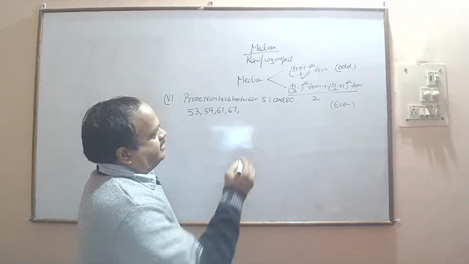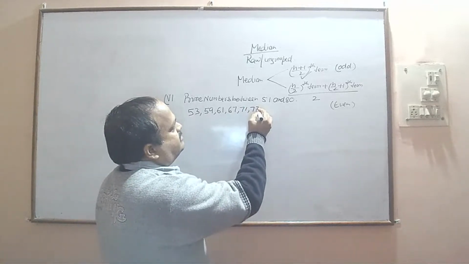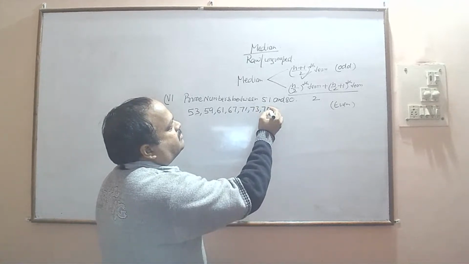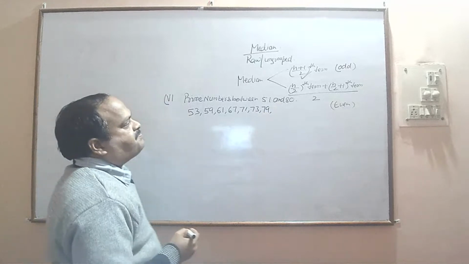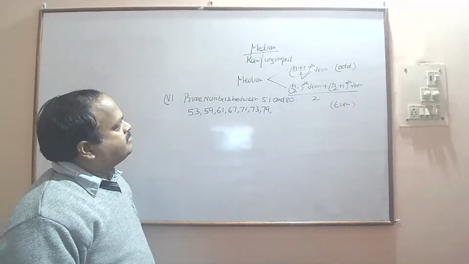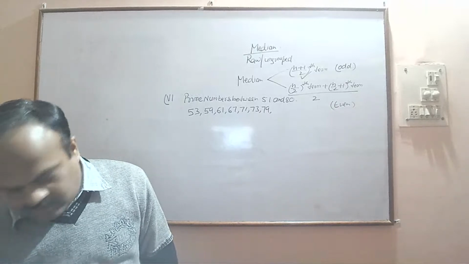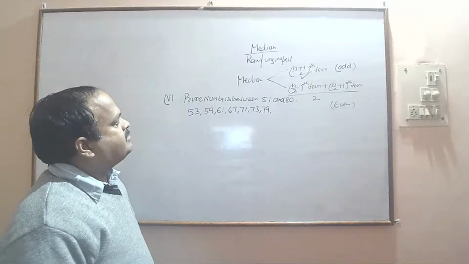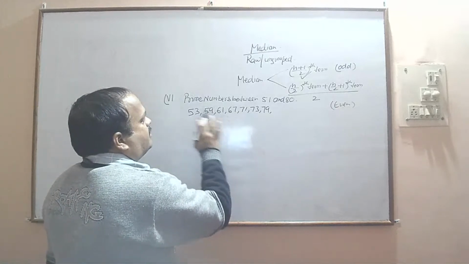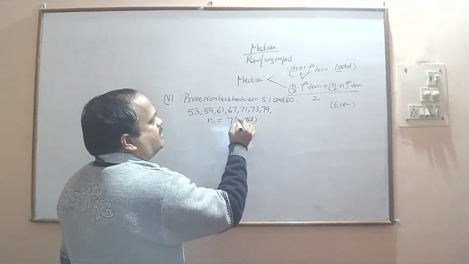67, 71, 73, 79. So the number of observations n is 1, 2, 3, 4, 5, 6, 7, which is an odd number.